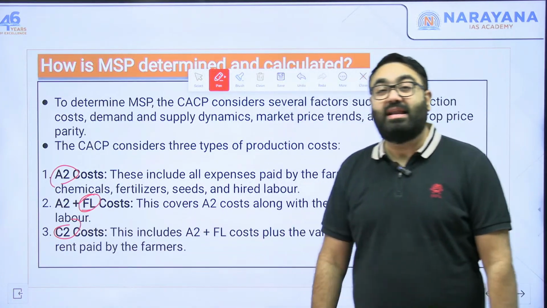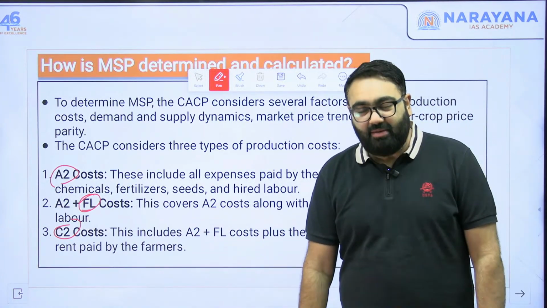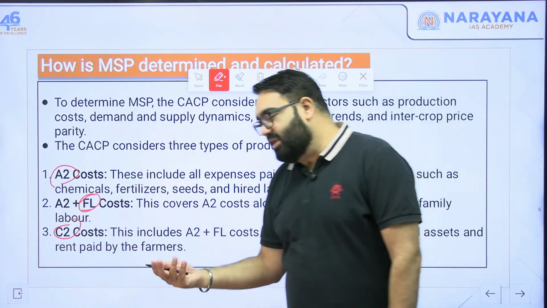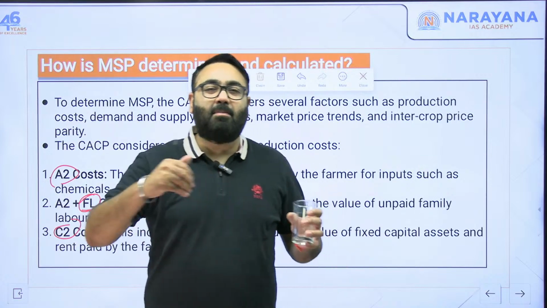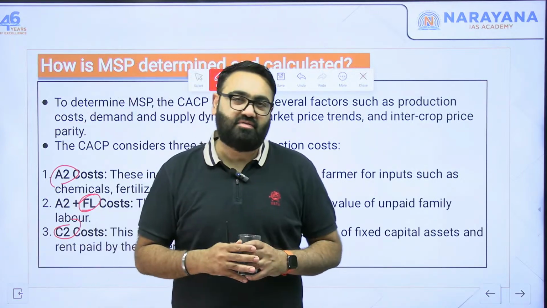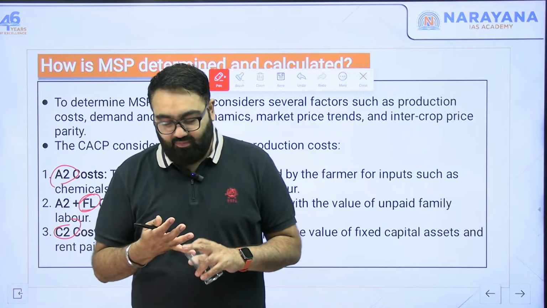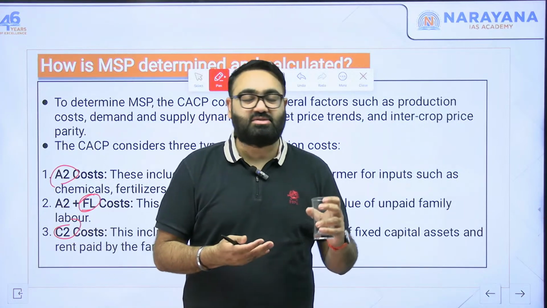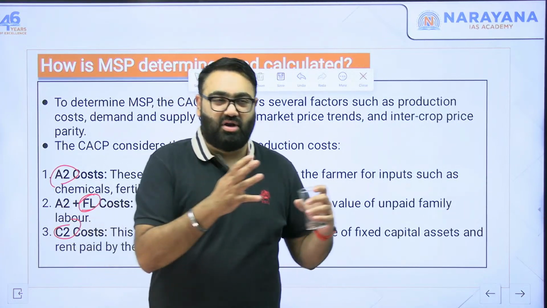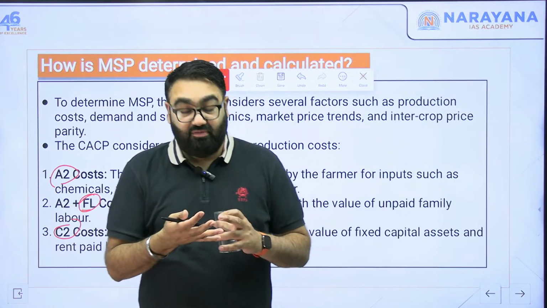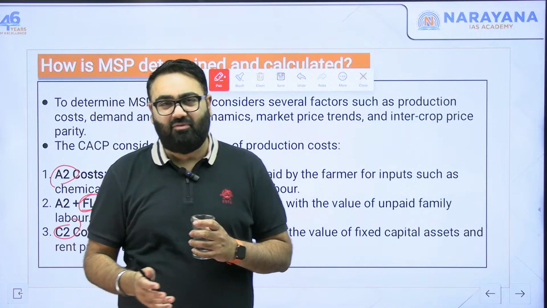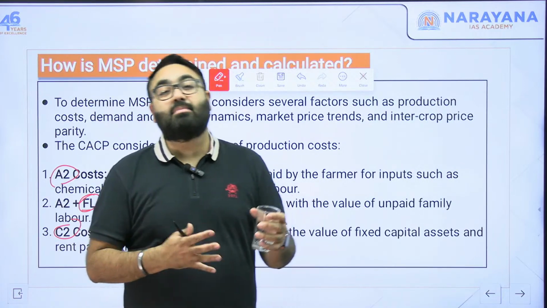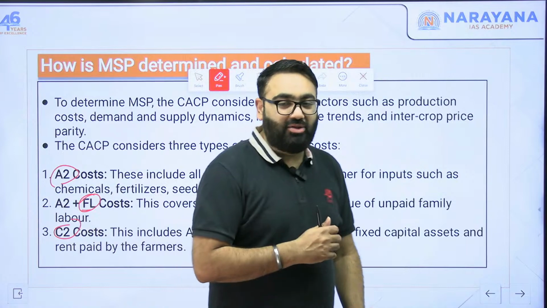The second component is FL. FL means family labor. When the farmer is working on the field, in most cases, multiple members of the family work together on the field. Let's say the farmer's spouse, most probably the wife if you consider the male as the main farmer, maybe kids, maybe a brother or sister in the family. There may be multiple members of the family working together on the field.